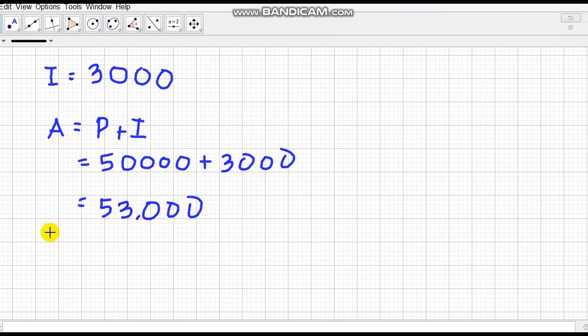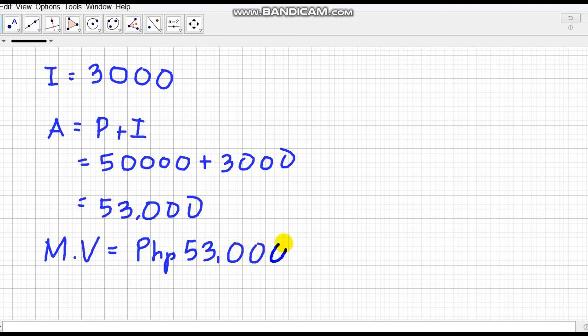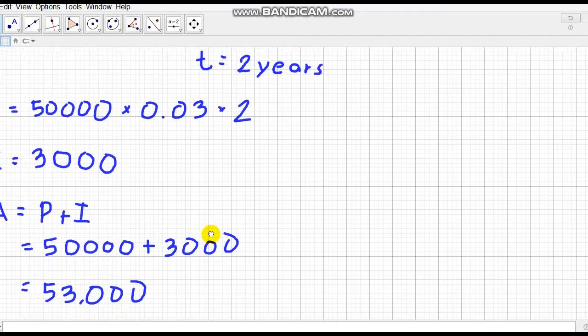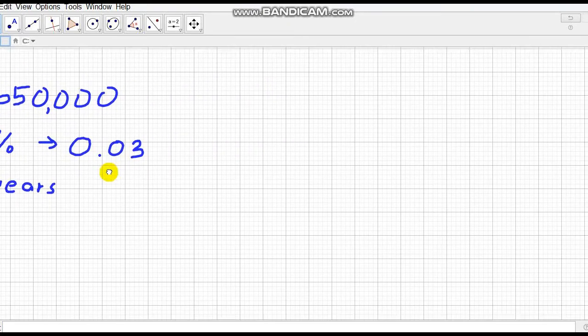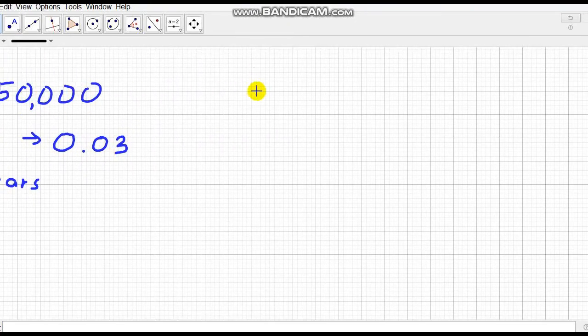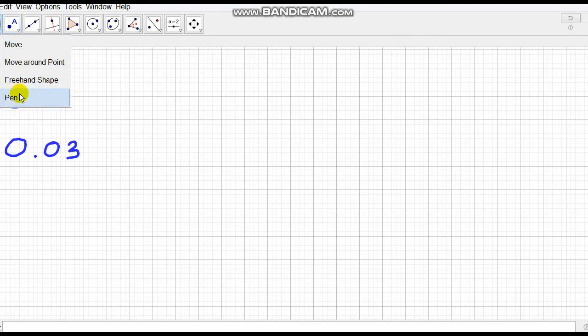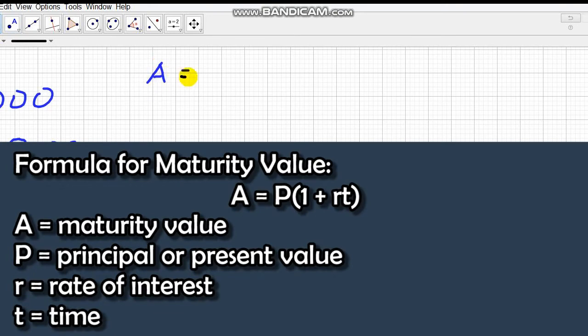So the maturity value is 53,000 pesos. What does this mean? This means that I'll be paying 53,000 pesos to the lender after 2 years. Alternatively, we have a different formula for the maturity value. This formula is the one that we're going to use more often than P plus I. This is A is equal to P times 1 plus RT.